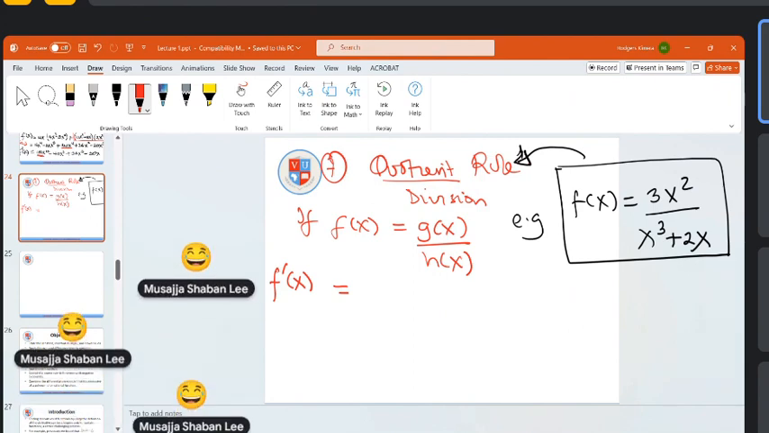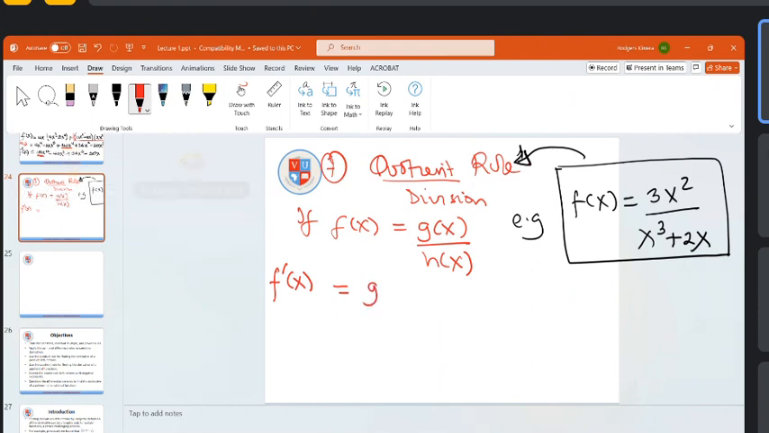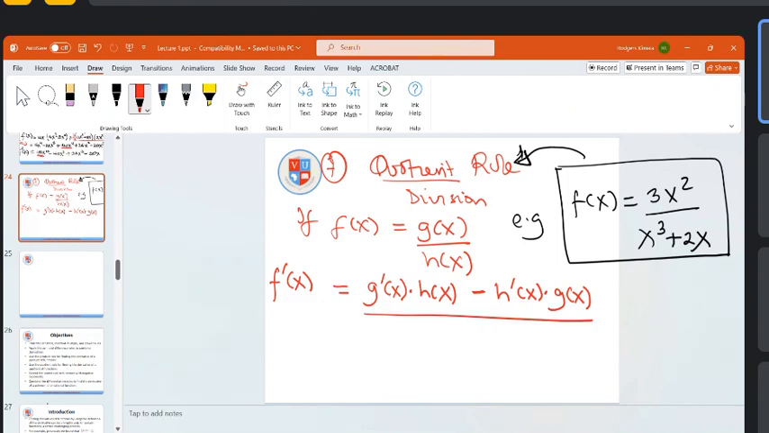It is going to be the derivative of the first function times the second function, minus the derivative of the second function times the first function, all over the second function squared. That is what we call the quotient rule.